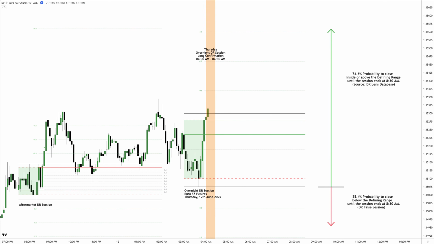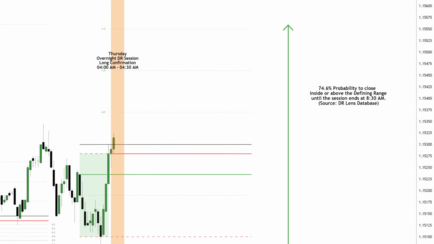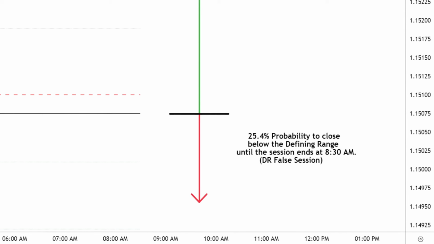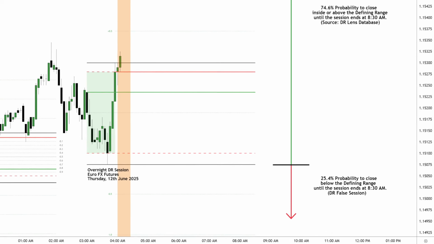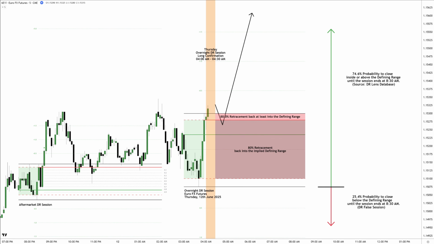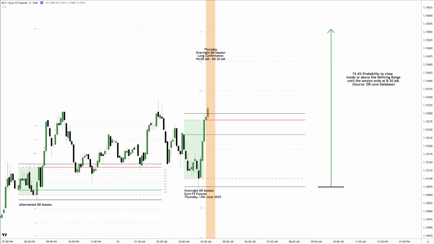Here is the first information that we are getting. In the past, once a confirmation happened in that time window, the DR session turned into a true one, 74.6% of the time. 25.4% historically, price closed below the defining range on a 5-minute time frame. A retracement back into the defining range happened 88% of the time, while it retraced back into the implied defining range, slightly lower, 80% of the time. Since we ideally want the DR session not to close below the defining range, we will focus on the data for the 74.6% true sessions.